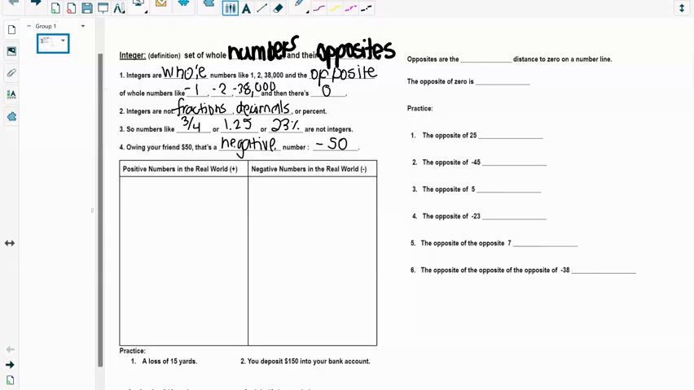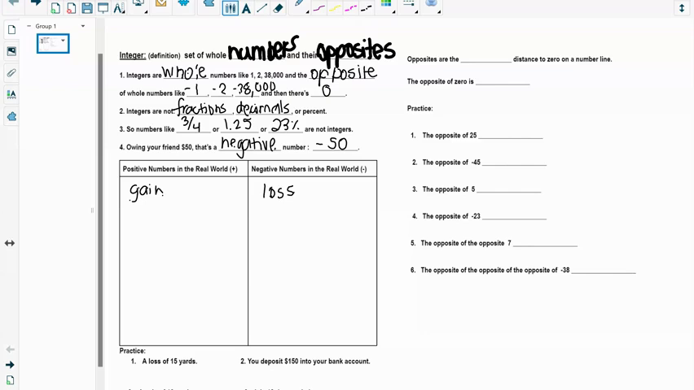There are some situations in the real world where you will see positive and negative numbers. For example, a gain of 5 yards. For football players or people who like to watch football, if you gain 5 yards, that's a positive 5 yards. However, if you lose 5 yards, that's negative. You're going backwards. Technically, a distance can't be negative, but you're going farther away from where you're trying to go, which is the end zone. So it's going to be a negative amount.